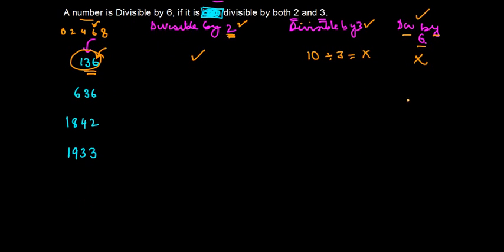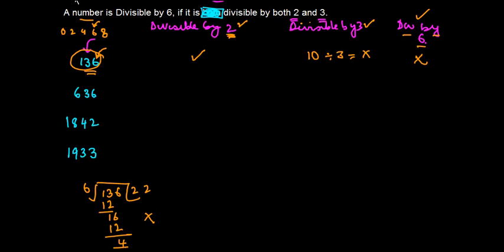And I can show you this as well. 136 divided by 6. 2 times gives you 12. 13 minus 12 gives you 1. 6. 2 times gives you 12. 16 minus 12 gives you 4. Now this remainder of 4 cannot be divided by 6. Hence 136 is not divisible by 6.